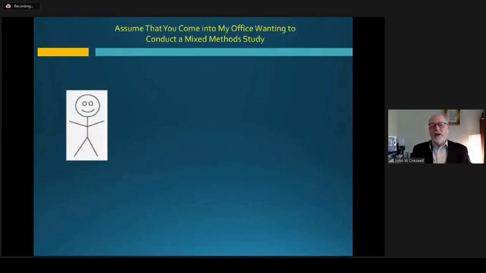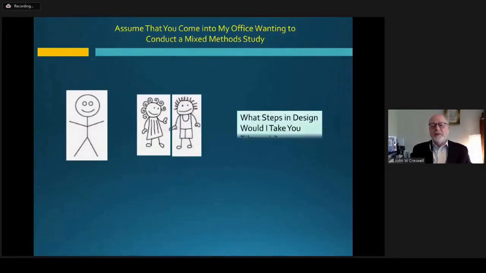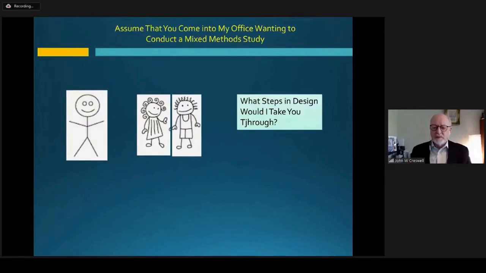Now, I'm going to talk about this as if you've come into my office and you say, Professor Creswell, I would like to do a mixed methods study. Well, I've worked with so many people on their projects. I have some steps in mind, these 11 steps that I would take you through to give you some advice and encourage you to develop parts of your mixed methods project. So this is going to be a very applied discussion of the steps in conducting a mixed methods study.